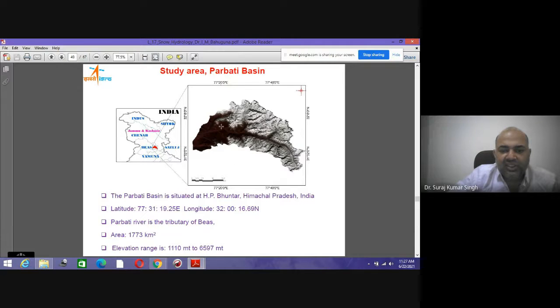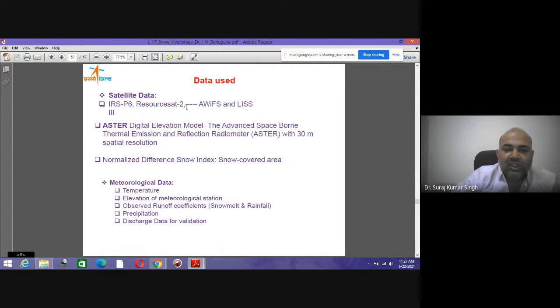This is a case study of the Parvati River Basin of Himachal Pradesh. What is the height? What is the area? All has been mentioned. Then what are the satellite images we are using? AWiFS, Landsat 3, then ASTER to calculate the digital elevation model at 30 meters, then NDSI to differentiate between snow covered area and cloud cover. Apart from that, we are also using meteorological data like temperature, elevation of the meteorological station, observed runoff coefficient, precipitation, and discharge data for validation.